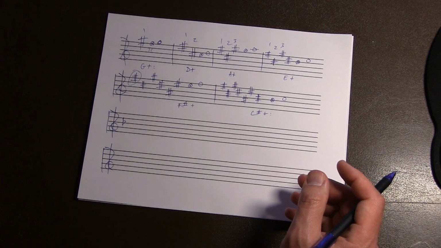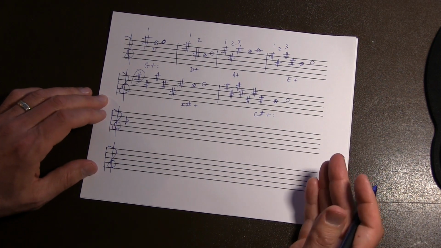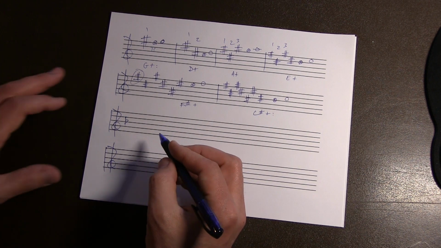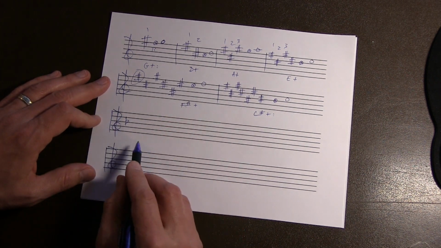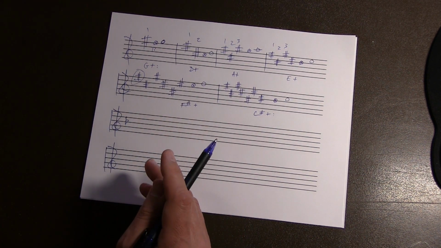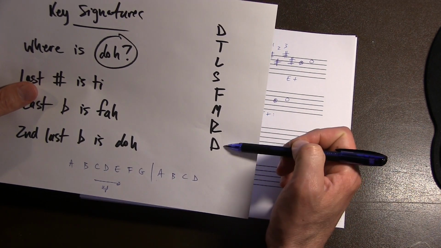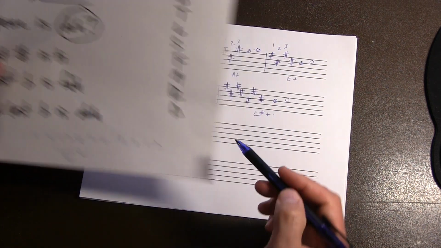Now, we only have 1 flat, so we can't have a second last flat because there aren't 2 or more, okay? So we have 1 flat. That means we have to roll with that first rule, okay? The last flat is Fa. And again, we're looking for Do. So we can start at Fa and go down, or we can start at Fa and go up. Either way, we're looking for Do, okay?